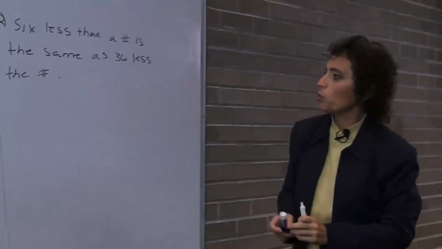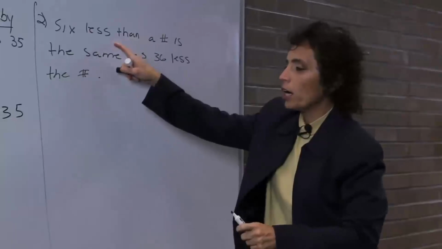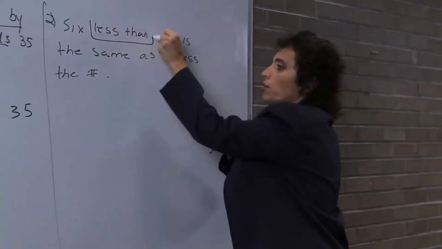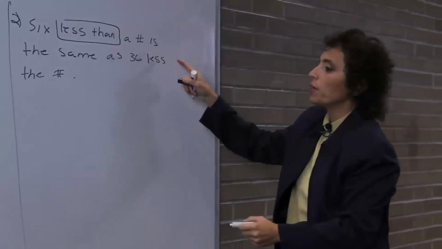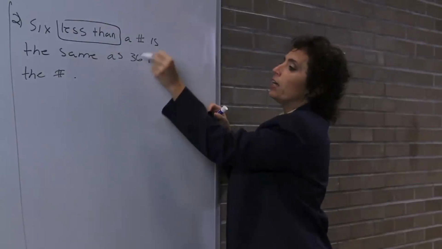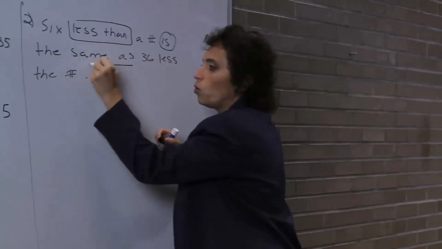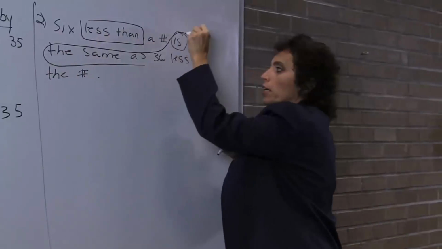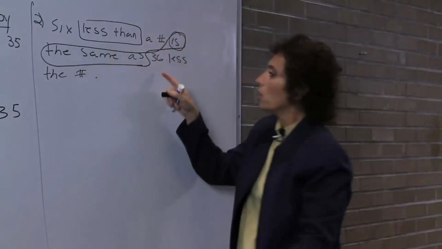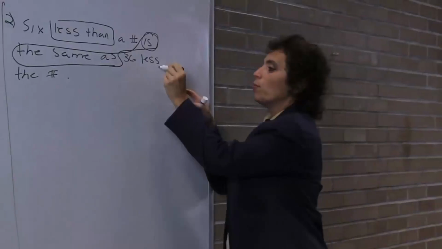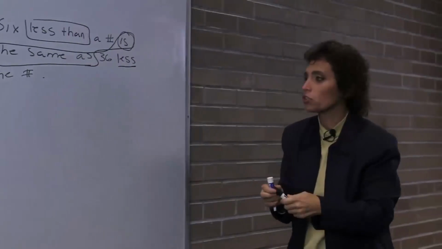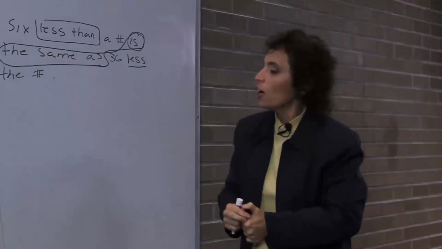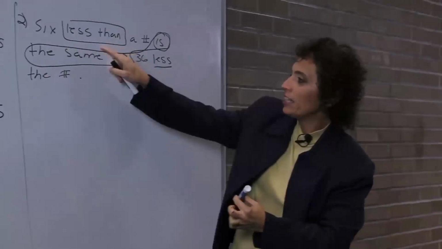All right, let's take a look at this one. 6, here we go. Less than is a big keyword. Less than a number is the same as. This is the same as, it's all the same thing here. That's just part of the is, really. Is the same as 36 less the number. Oh, this is an awesome problem. There's so much stuff going on. I love that. Okay. 6 less than a number.